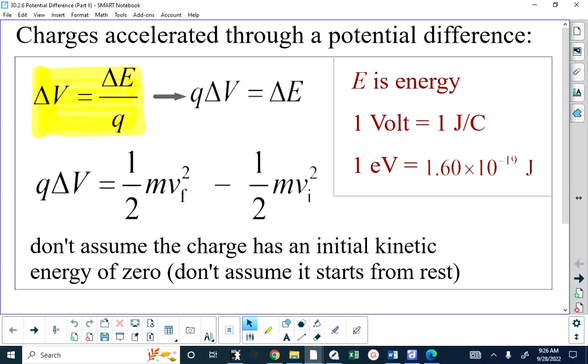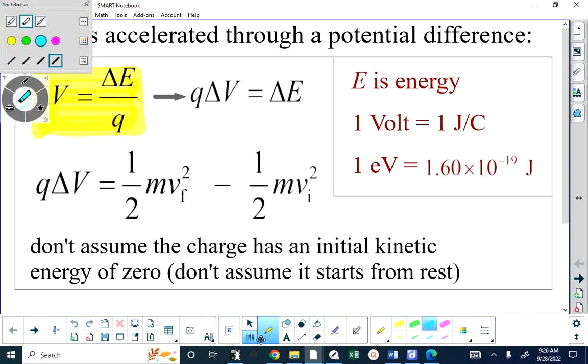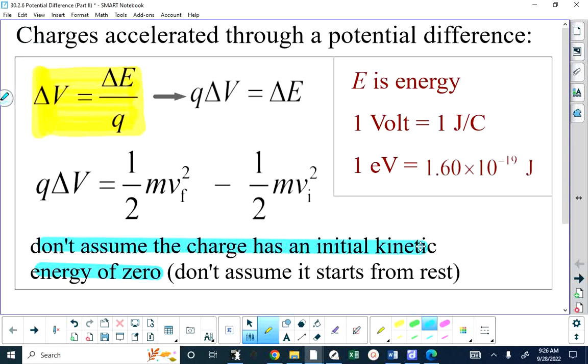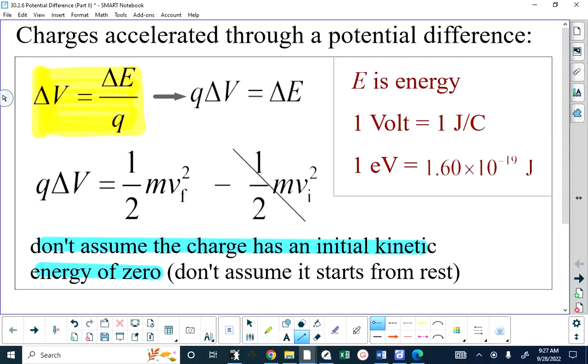You will hear me stress this a number of times throughout the course and at the end of the course as well. Don't assume that the initial kinetic energy is 0. Most of the time it is. When you see these problems on exams, most of the time it starts from rest. And if it does start from rest, then vi is 0, which means this doesn't play a role, and you can just go Q delta V equals 1/2 mvf squared. But it's not always the case.